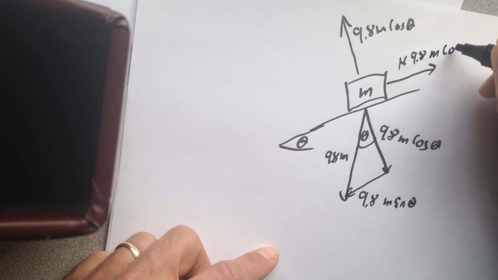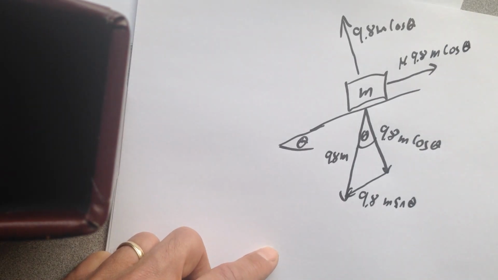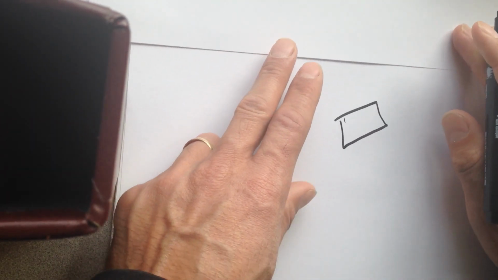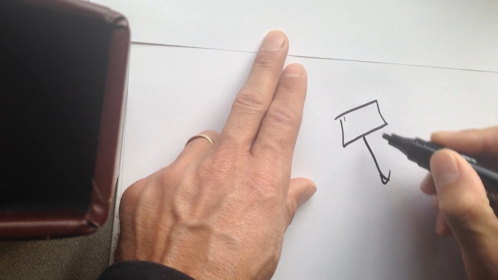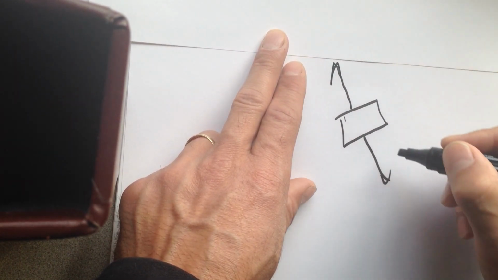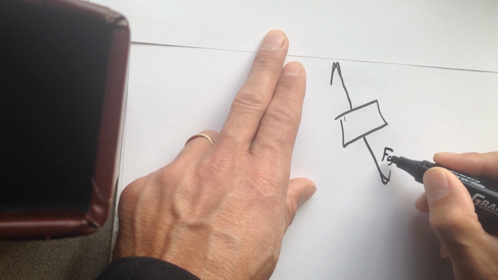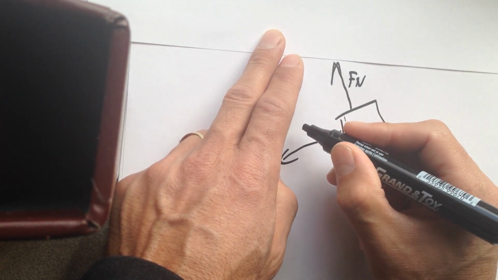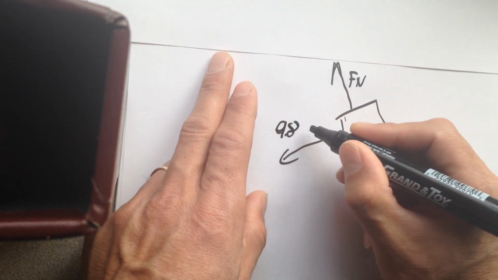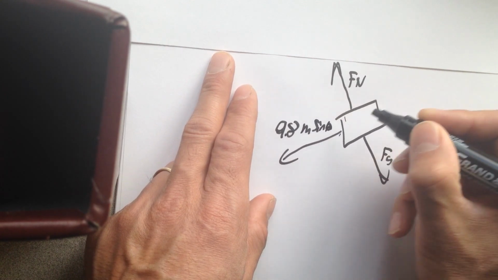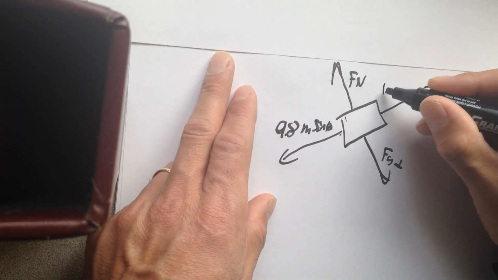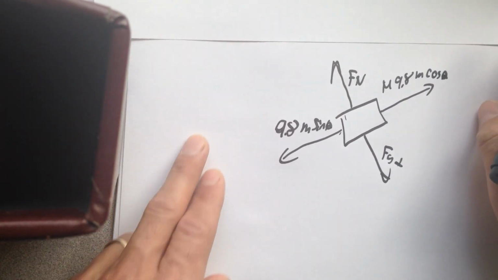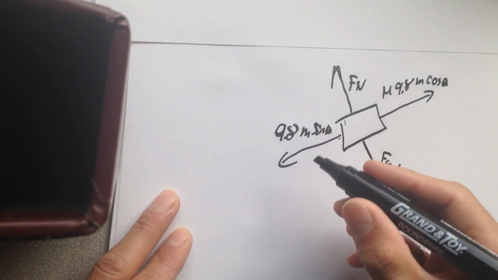9.8 m cos theta. Okay, so a simpler free body diagram of our block. So just the block. We've got opposing forces here. I don't need to rewrite them. That's the force of gravity perpendicular. That's the normal force. Our downward force is 9.8 m sine theta, and friction is mu times 9.8 m cos theta. For the block to stay still, they're going to be equal to each other.